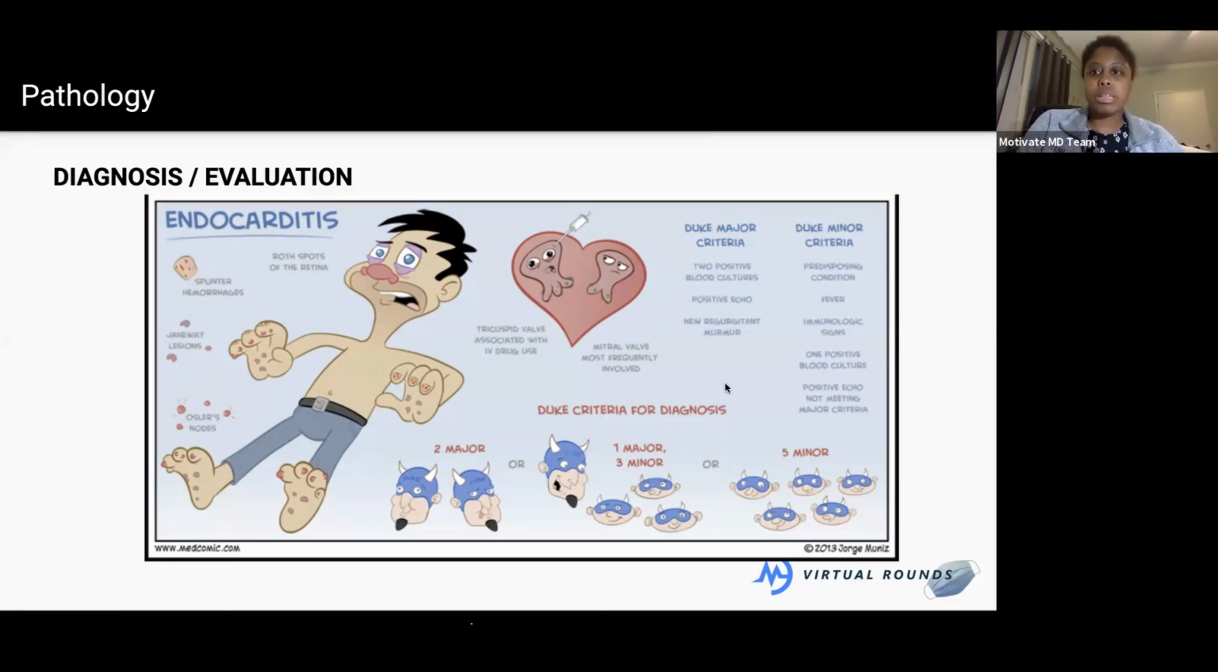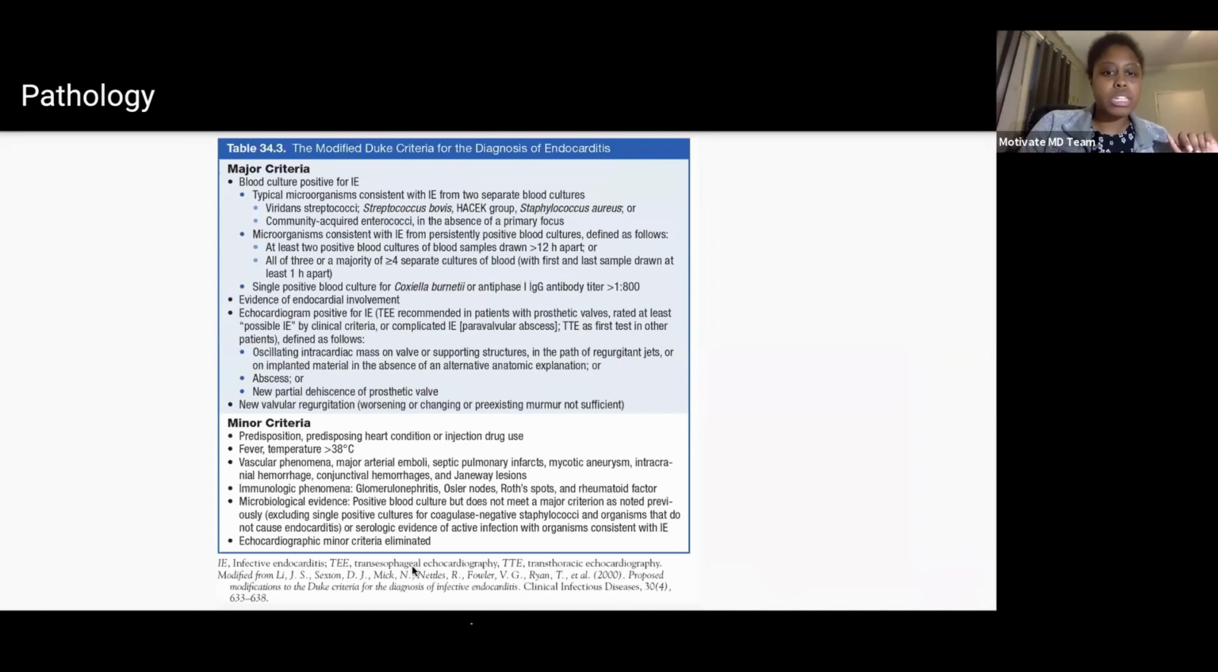And then you can also see the minor criteria: someone with a predisposing condition such as the heart disease that we talked about, someone with fever, any type of immunological signs, 1 positive blood culture, and then a positive echo that doesn't meet major criteria. And I'll go to the next slide, which has a little bit more info. So this is something that if you're all interested, you can look over in your spare time.